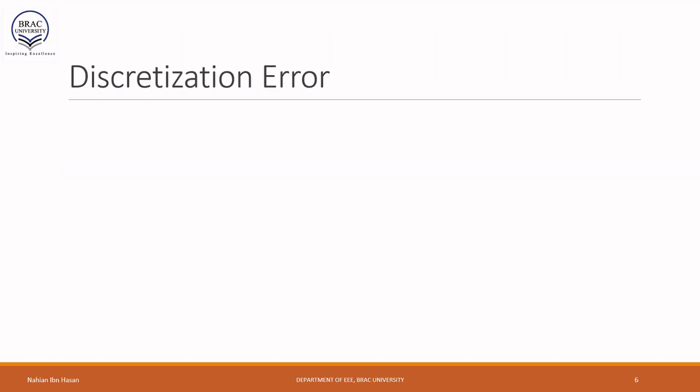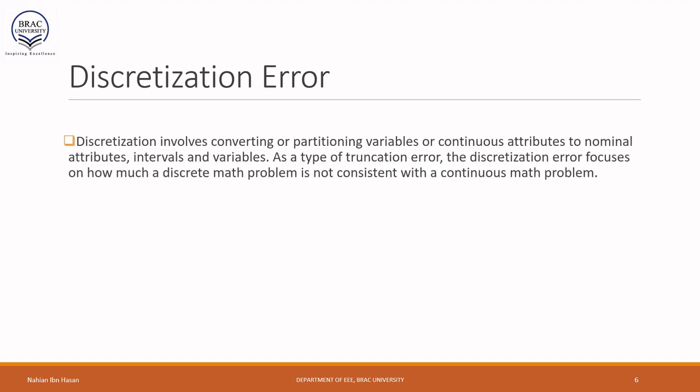So next, move on to the discretization error. It's a specific kind of error. Discretization involves converting or partitioning variables or continuous attributes to normal attributes, intervals, or variables. So what does this mean actually?